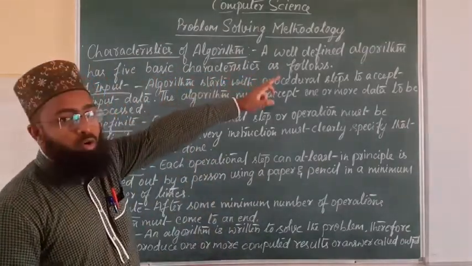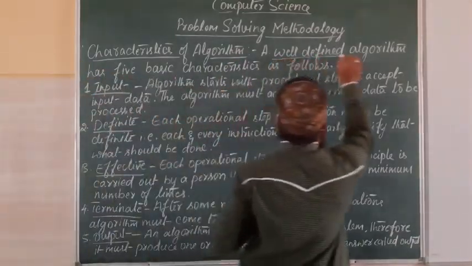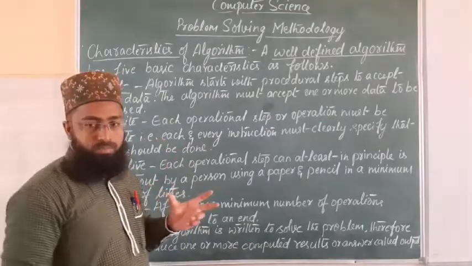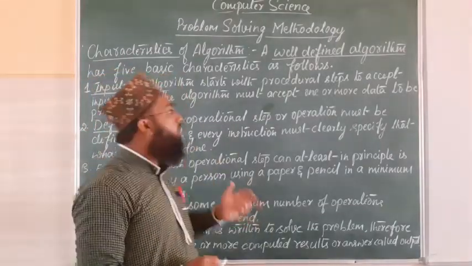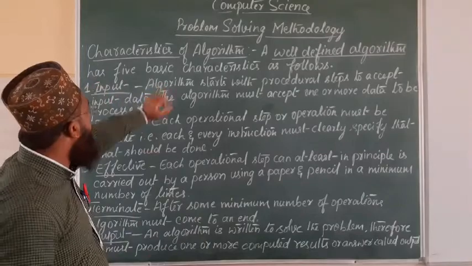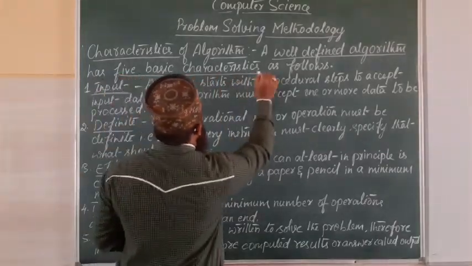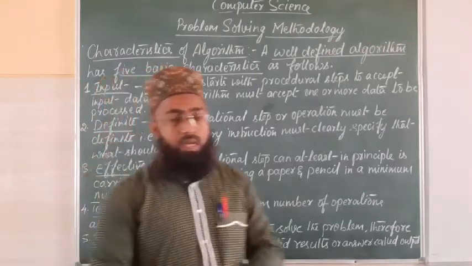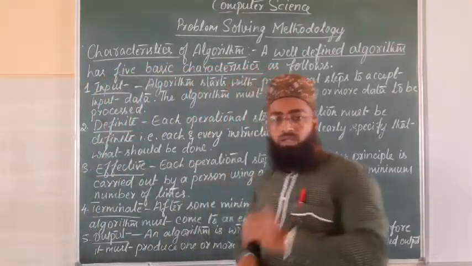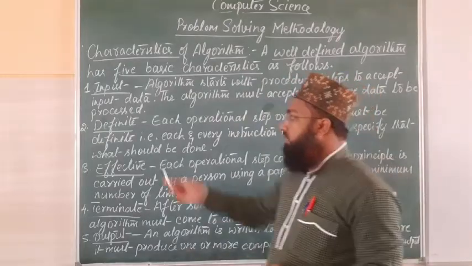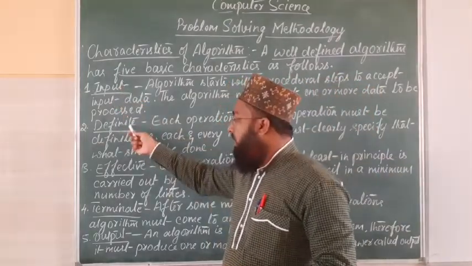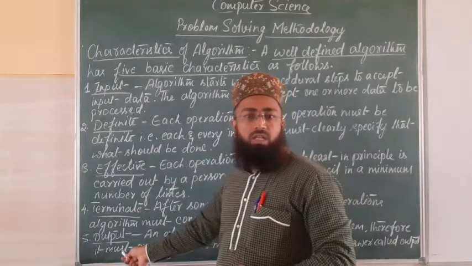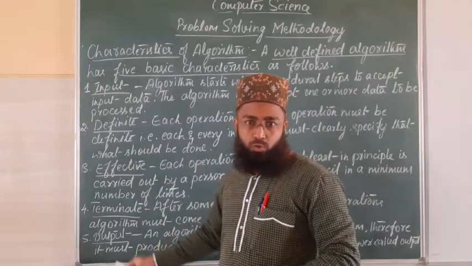A well-defined algorithm. See, an algorithm should be well-defined, okay? It means a good algorithm. A well-defined algorithm has 5 basic characteristics. What are these 5 basic characteristics? The first is input, then definite, effective, terminate, and the last one is output.